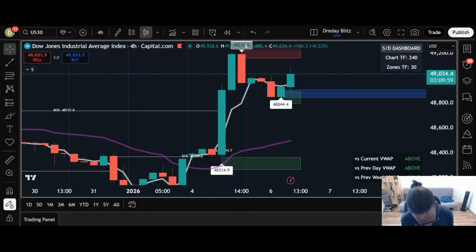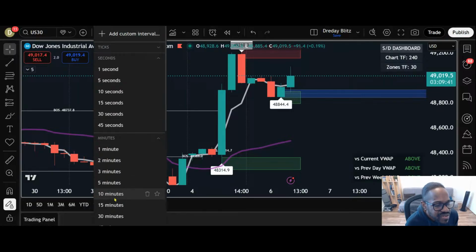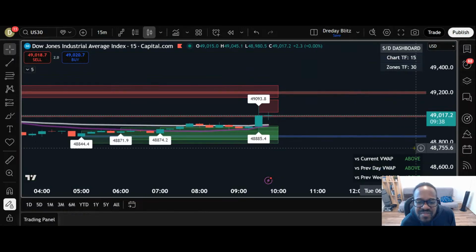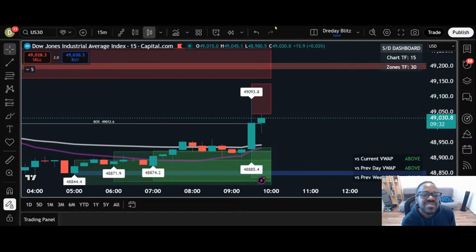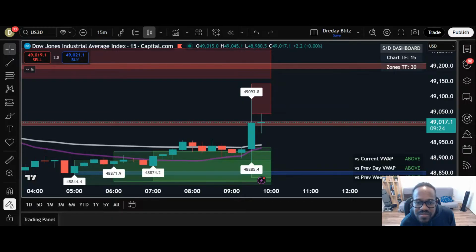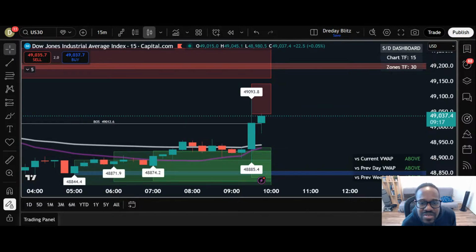XRP is moving a lot. It's at $2.39. So I've been investing in XRP for many years. Let's see if we're able to take another position here. All right, well, I'll take a small scalp here to the upside.